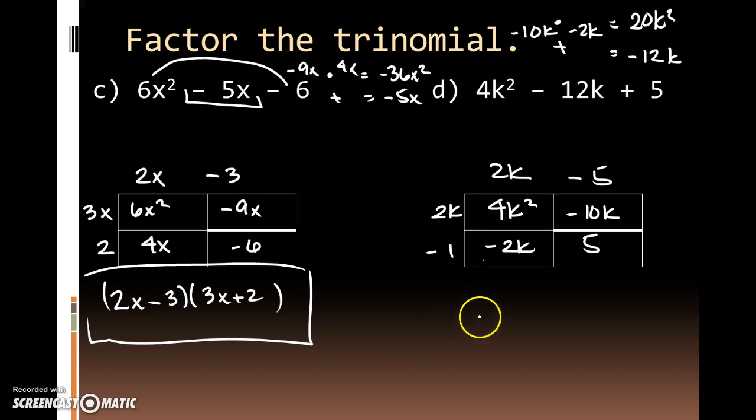And this is the result that you get. So 2k minus 5 and 2k minus 1. That's the check to make sure that you're okay.